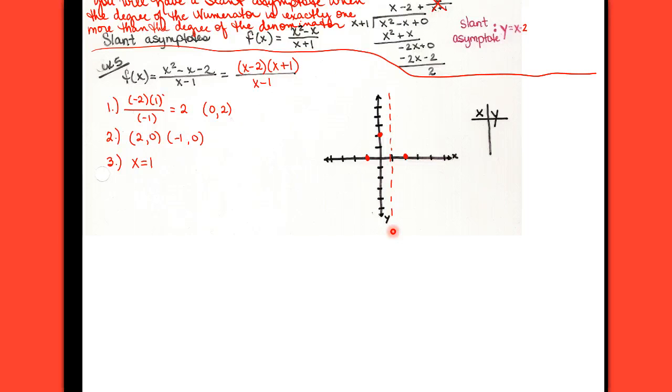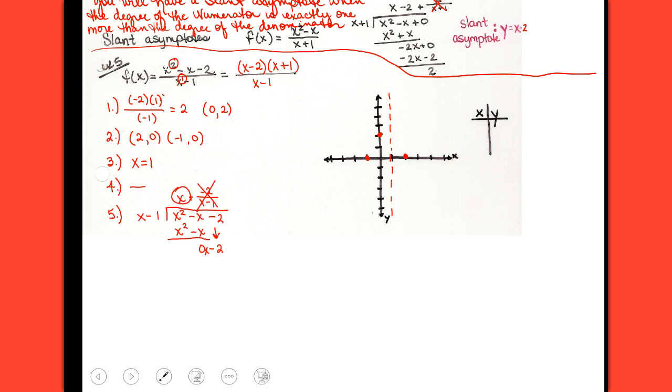Horizontal asymptote, I'm going to need to compare the degree of the numerator and denominator. What's the degree of my numerator? 2. What's the degree of my denominator? 1. So when the degree of the numerator is larger than the degree of the denominator, what do I know about a horizontal asymptote? There is not one, right? If I don't have a horizontal, then I need to check for a slant. And I'll have a slant when the degree of the numerator is 1 more than the degree of the denominator, and it is here. The degree of the numerator is 2, the degree of the denominator is 1. I am going to have a slant asymptote.